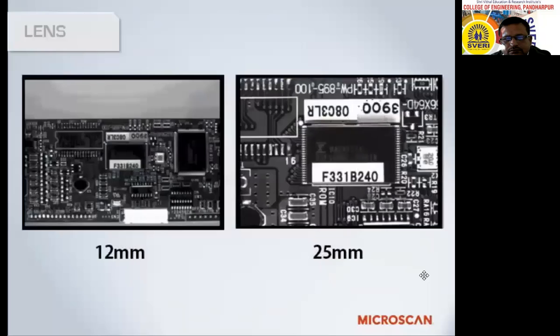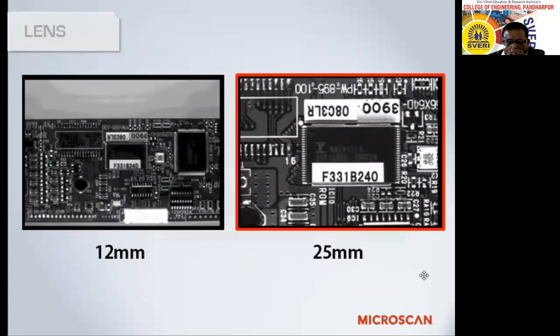Lens choice can dramatically affect the appearance of an image. Here are two examples that were taken with the same camera using different lenses. The image on the left was taken using a 12mm wide-angle lens. This lens provides a larger field of view and less magnification than the image you see on the right, which was taken using a 25mm lens. If you use a lens with a longer focal length, you will magnify the image and reduce the field of view.